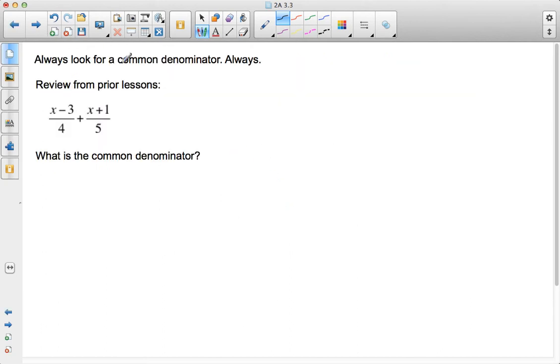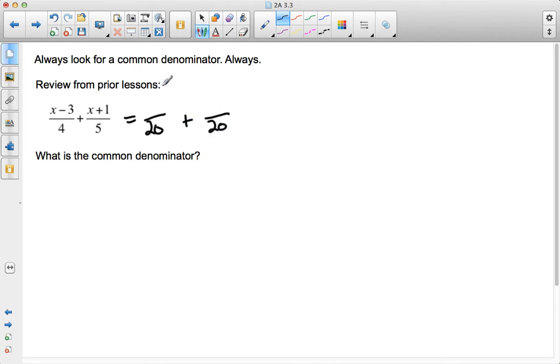Algebraic fractions operate in the same way. You're always looking for a common denominator. Always, always, always. So something that you may have done before is worked with simple algebraic fractions like x minus 3 over 4 and x plus 1 over 5. Let's just take a look at this example. In this case, we have 4 and 5. Our common denominator is going to be 20.